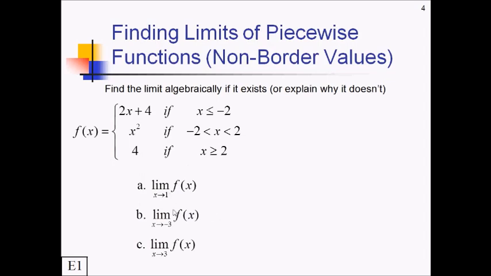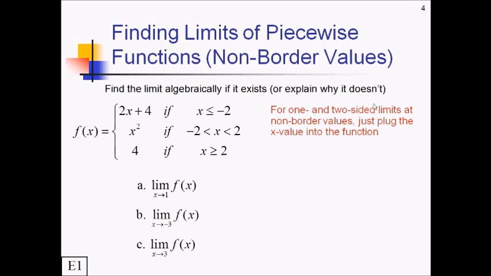Now why do you think I picked those particular x values? If you take a look at the intervals for my piecewise function, you'll notice that 1, -3, and 3, none of them are border values. They're all squarely inside one interval or another. So to handle non-border values, since we saw that the function value and the limit are exactly the same, for 1 and 2-sided limits, both of them at non-border values, we're just going to plug the x value that we're approaching into the function.